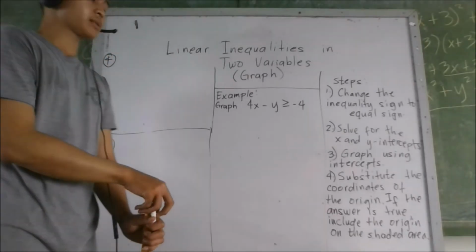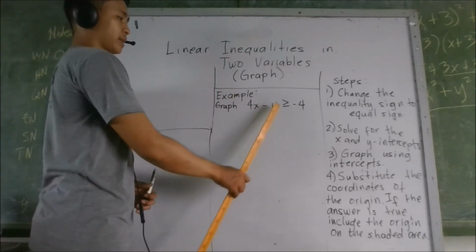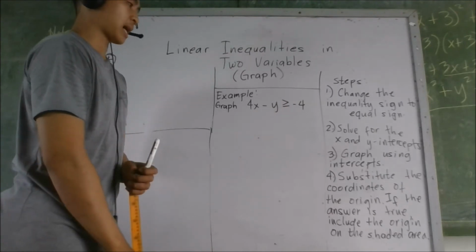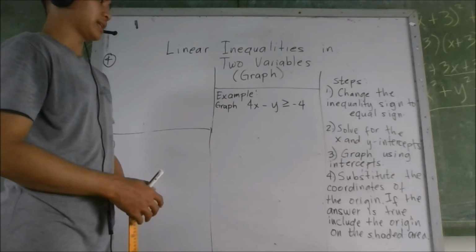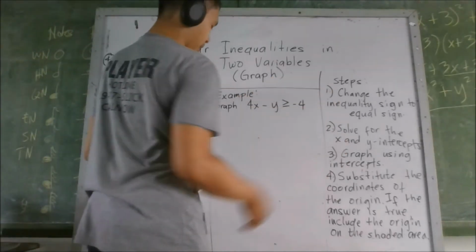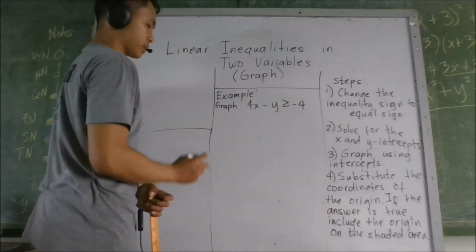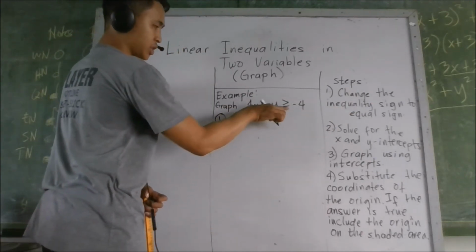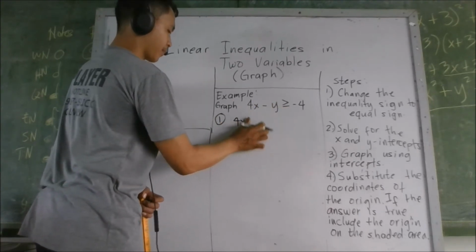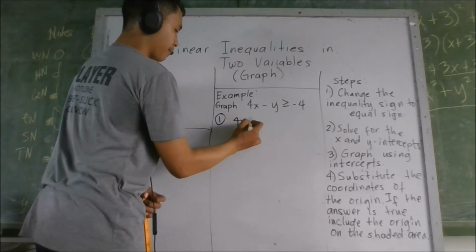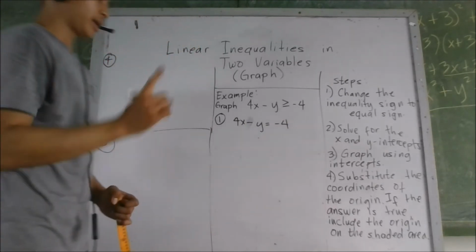Okay, this time students, let's have another example. Example, 4x minus y is greater than or equal to negative 4. How are we going to do that one? So, same steps. Kung makaalala nyo kanina, we just follow the steps here. First is change the inequality sign to equal sign. So, first step would be change this sign into equal sign. That would be 4x minus y equals negative 4. Okay? That is the first step.